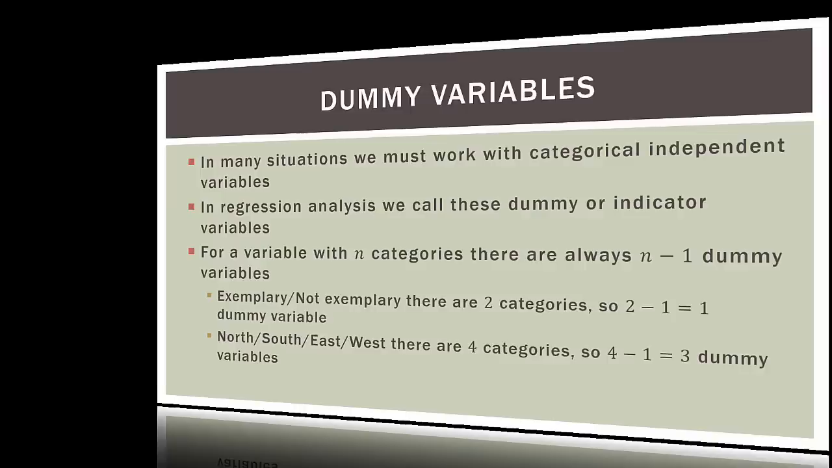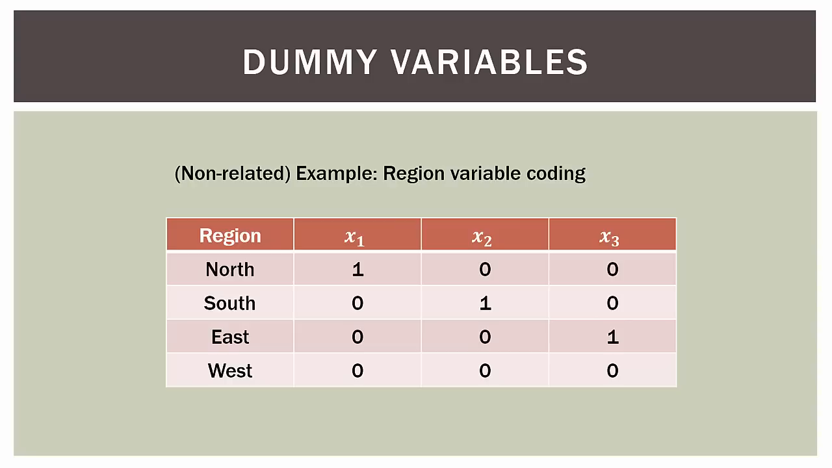Now, even though it's not related to this problem necessarily, let's go ahead and look at the north, south, east, and west example we talked about in the previous slide. So let's say we have north, south, east, and west, and maybe we're looking at housing data or sales data across these four regions. Now, how could we code these as dummy variables? So we have four categories. We're going to need 4 minus 1 dummy variables. So we could code it like this. So we have x1, x2, and x3 along the top. Those are our three dummy variables.